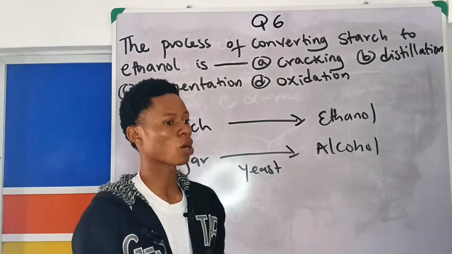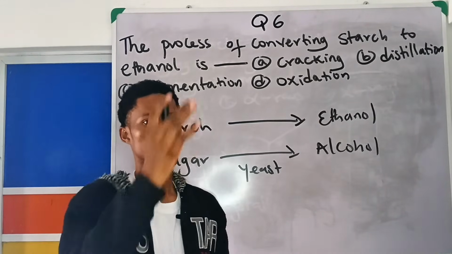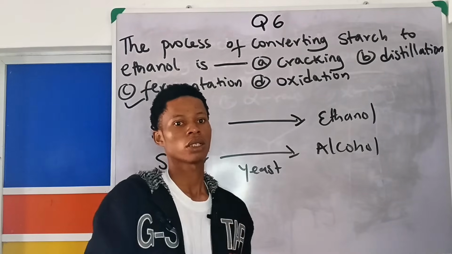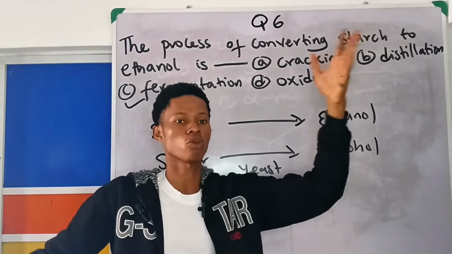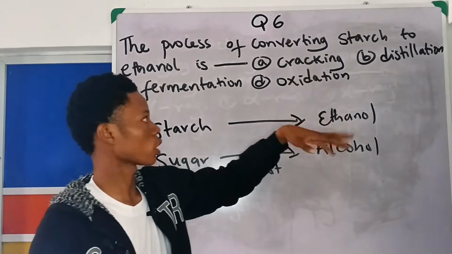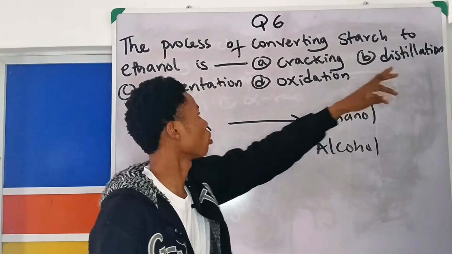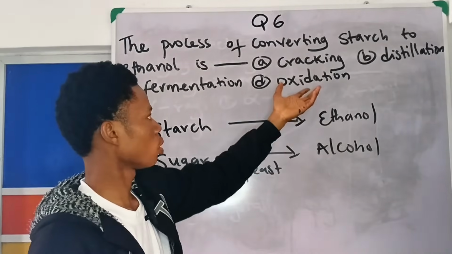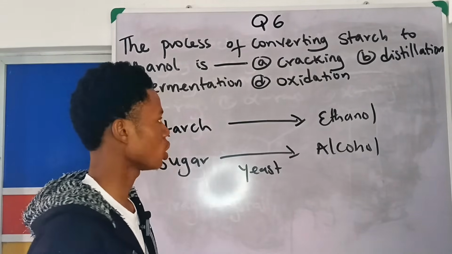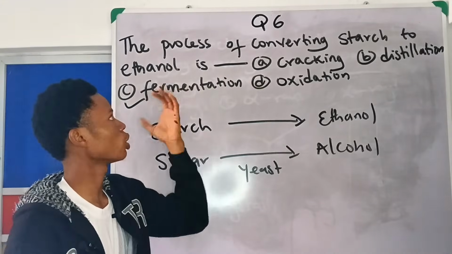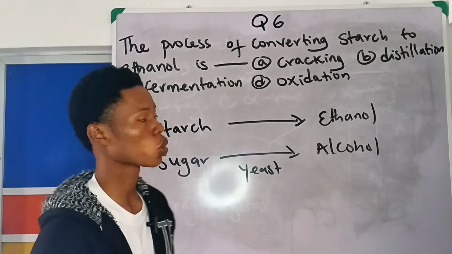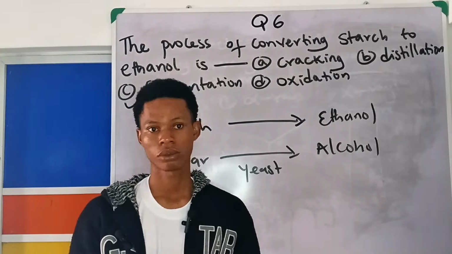Now cracking is just breaking long chain hydrocarbons to shorter chain. That's cracking. You know, distillation is the method of separation. And we've talked about fermentation. Oxidation is the addition of oxygen, removal of hydrogen. All right, so fermentation is the answer to this question. Let's move on to question number 7.